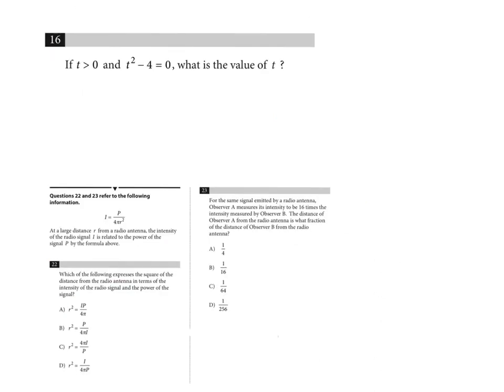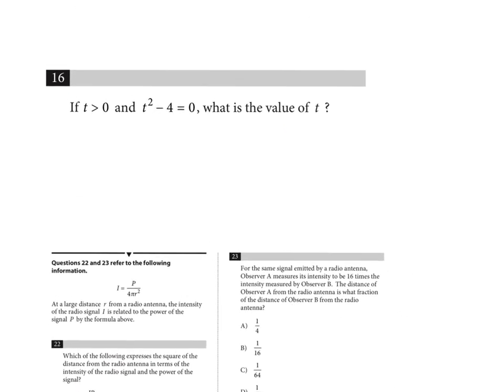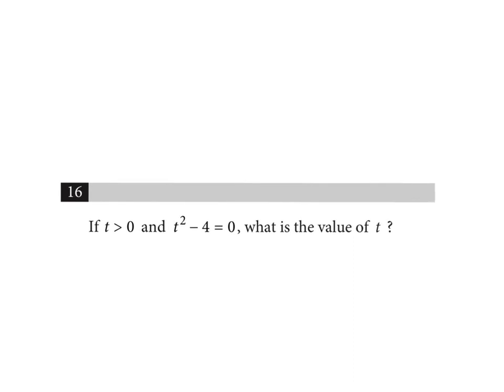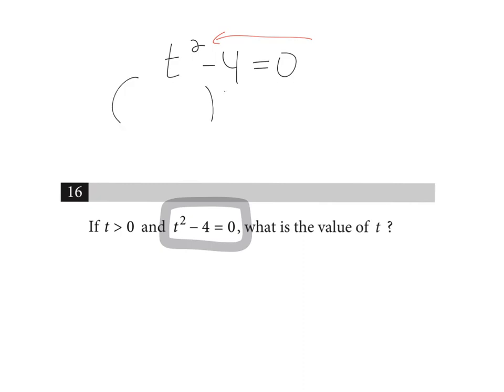Number 16, if t is greater than 0 and t squared minus 4 equals 0, what is the value of t? Well, let's go about solving this equation. t squared minus 4 equals 0. Again, this is a quadratic equation because our variable is squared. We're going to try to solve that by factoring or by the quadratic formula.